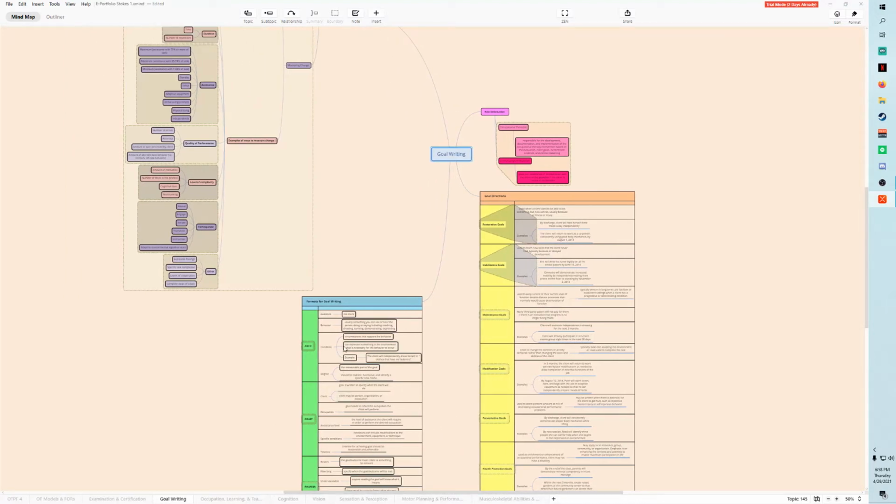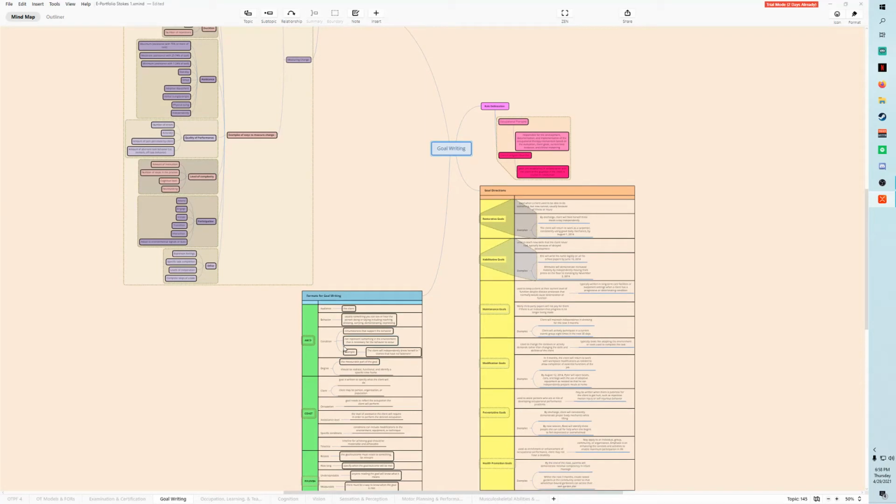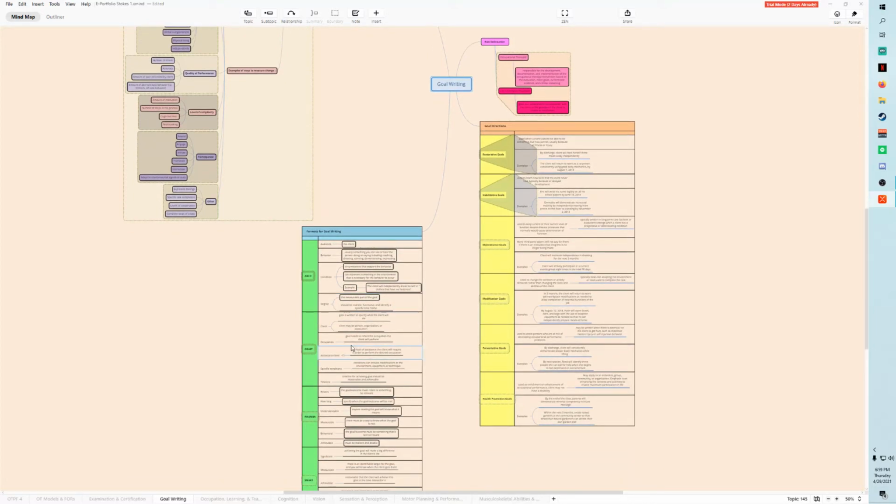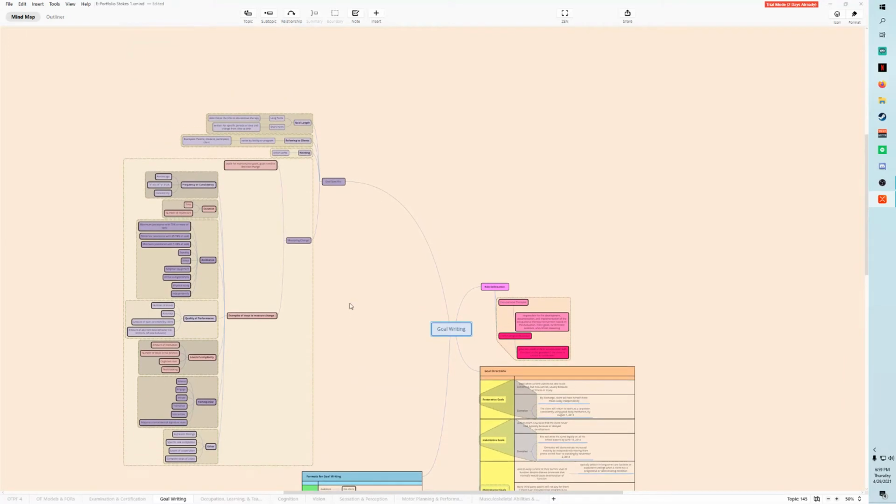Over here we have the formats for goal writing, and this will really vary amongst the different settings, but it really breaks down and organizes what is included in each goal format and what each part means. I really like that these 2 sections are in table format because it's very easy to read and it's organized in a way for quick referencing.